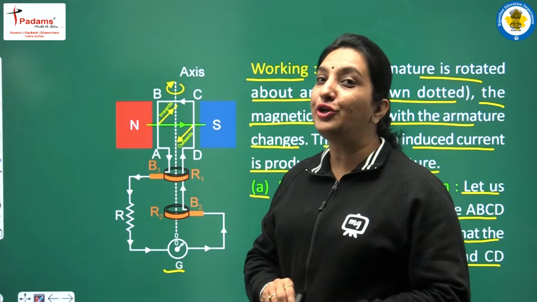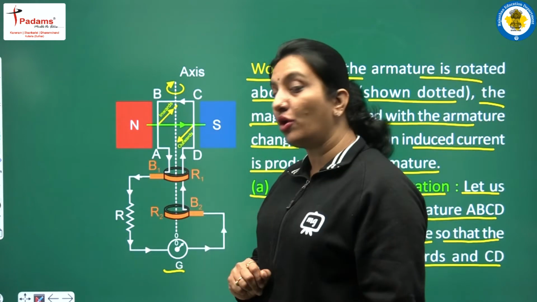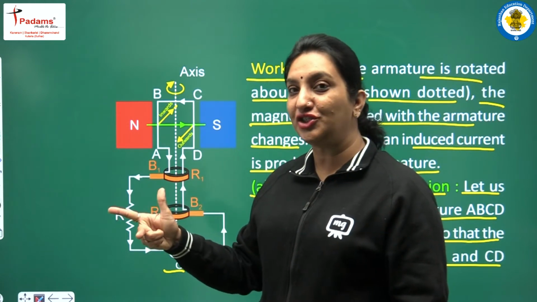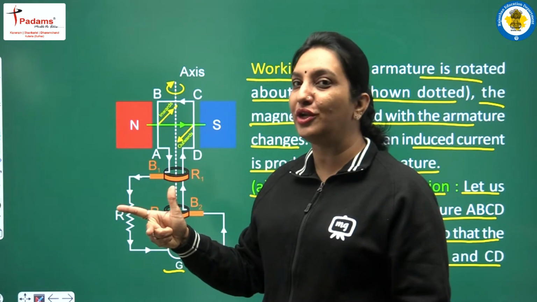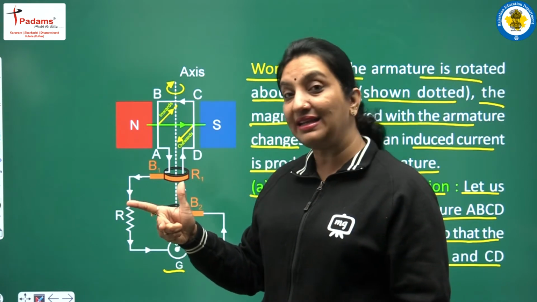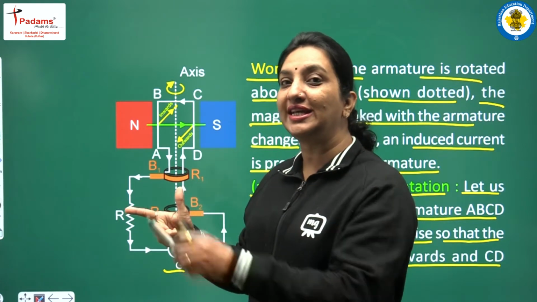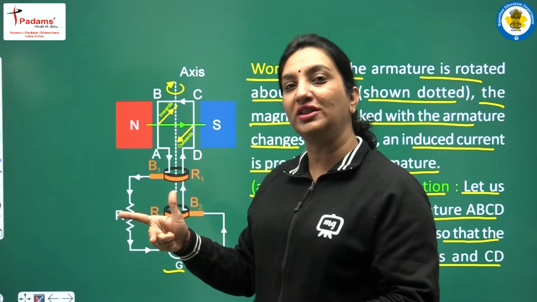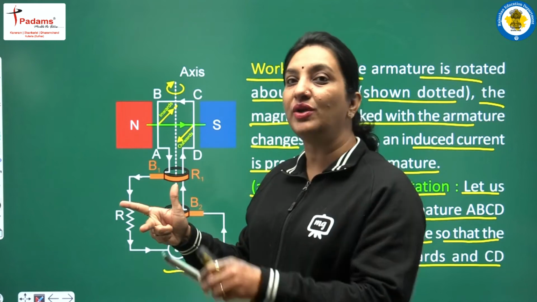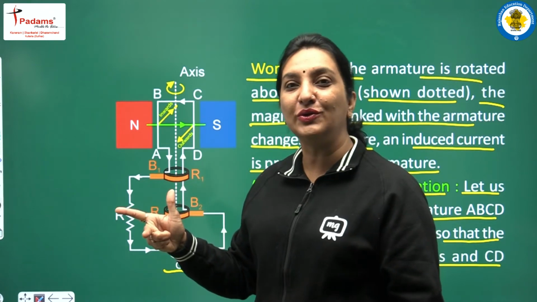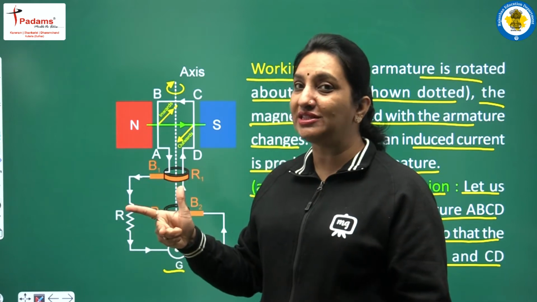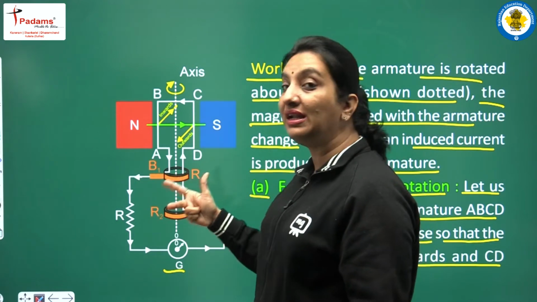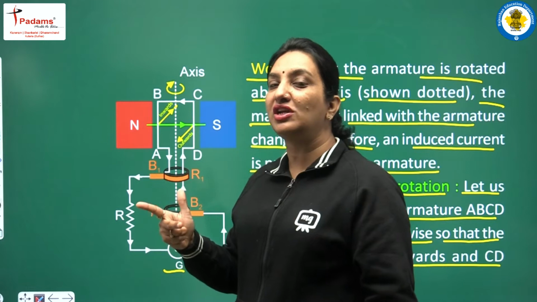Now students, if we use Fleming's right hand rule to find the direction of induced current, what we will do is use Fleming's right hand rule, and stretch the two fingers and the thumb mutually perpendicular to each other. Recall students that if the forefinger shows the direction of magnetic field and the thumb shows the direction of motion or the direction of force, then the middle finger will point towards the direction of induced current. So students, we will apply this Fleming's right hand rule and conclude what the direction of induced current will be.